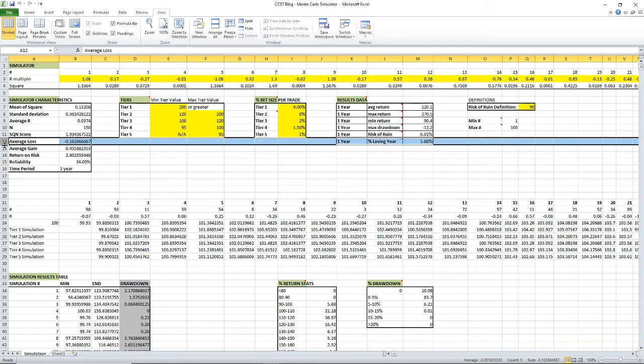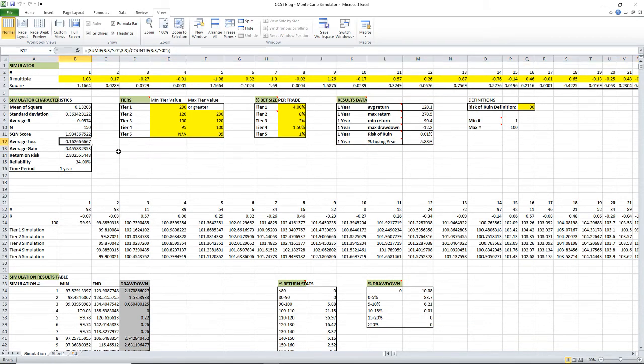Then I've also got my average loss and my average gain expressed in R multiples. So on average, I will lose 0.16 R, and on average, I will gain 0.45 R. Return on risk is just the size of the gains in relation to the size of the losses. So my gains in this case are 2.8 times my losses on average. Reliability, that's the success rate of the trading system. So I am profitable on only 34% of my trades.